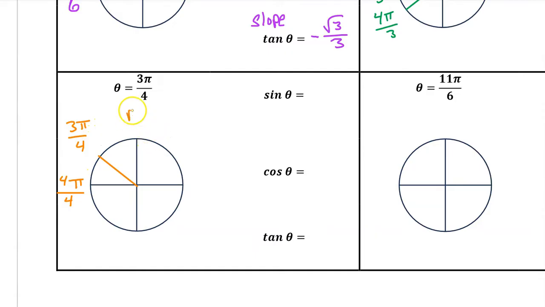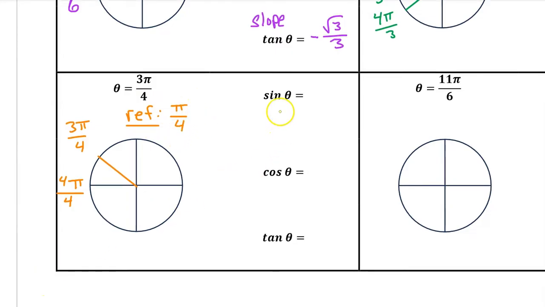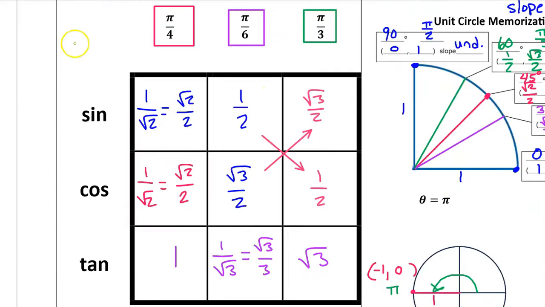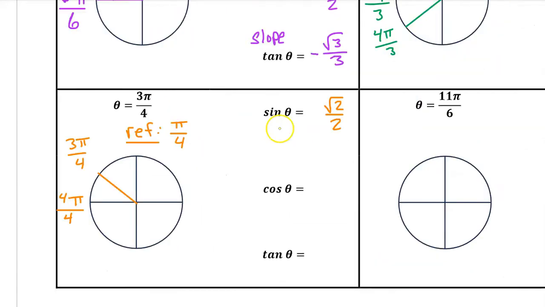What is the reference angle? Well, 3 pi over 4 is a multiple of pi over 4. So the reference angle is pi over 4. To evaluate the sine of 3 pi over 4, we begin by evaluating the sine of pi over 4. The sine of pi over 4 is radical 2 over 2, or 1 over radical 2. So the sine of 3 pi over 4 will involve radical 2 over 2, but it might be negative.